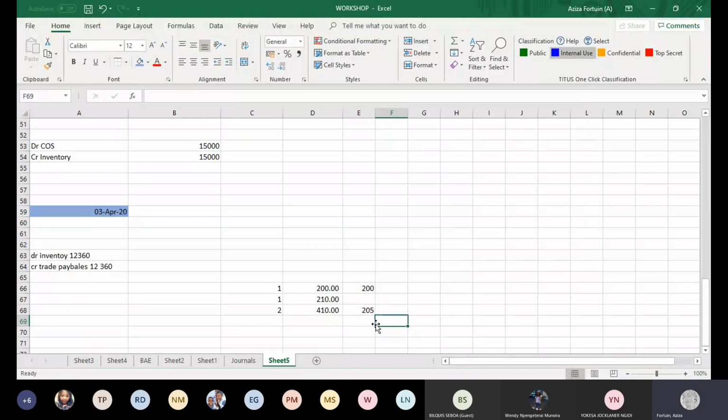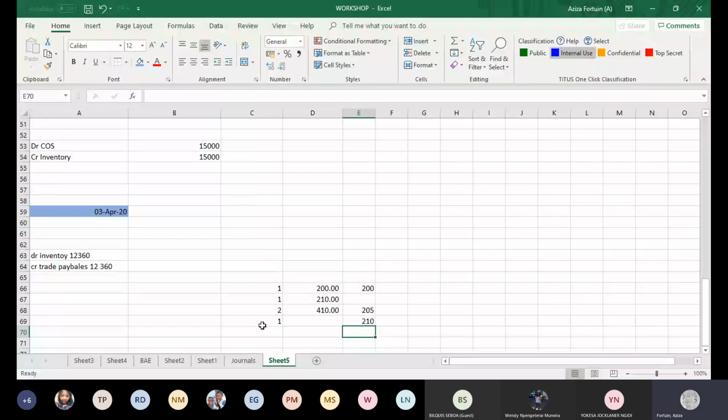Right. So then the next day I purchased 1 doll of 210. Am I putting it in the right column? Was the next doll 210 or 220? No, 210.